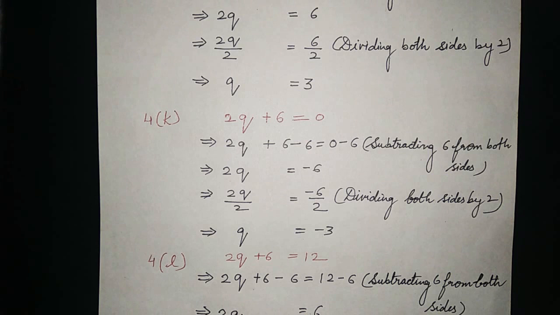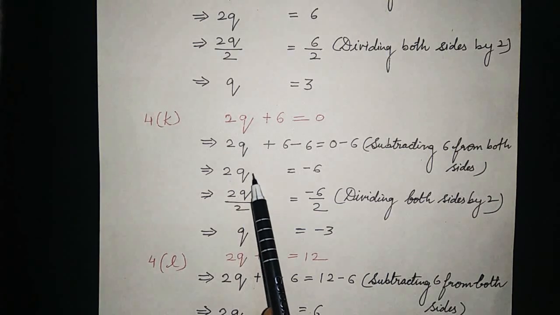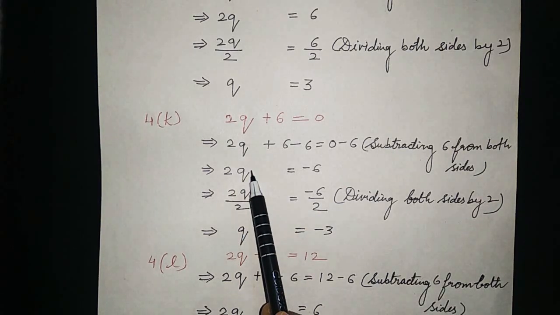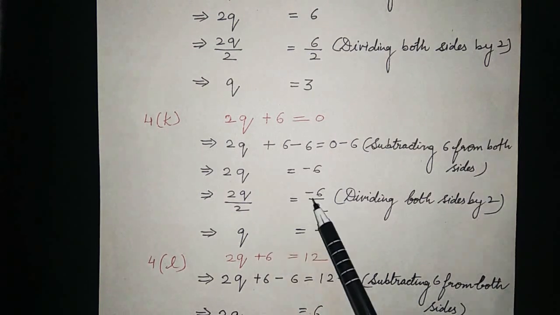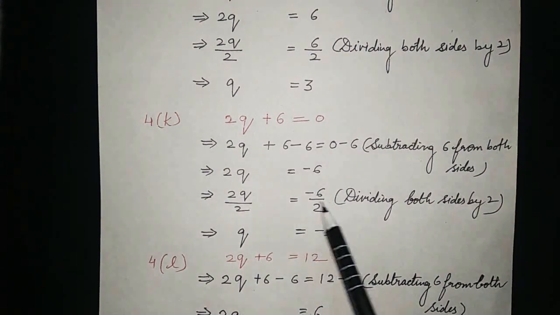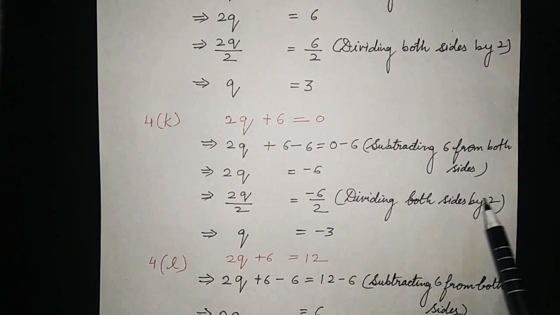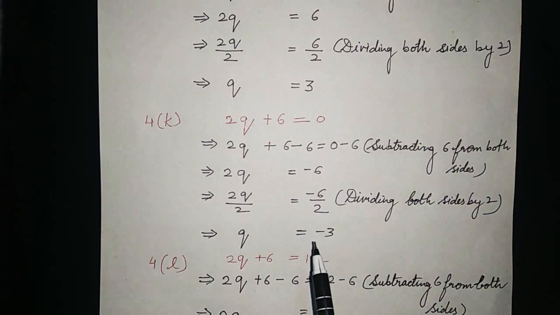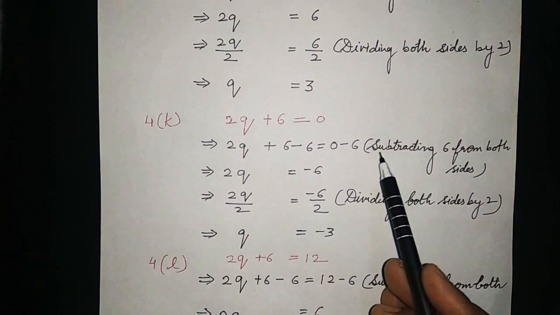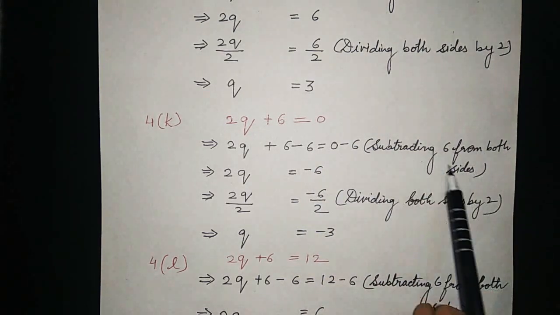Just like previous parts, here also you will see that 2 is in multiplication with this q. So like the I and J parts, we will divide both the sides by 2. So we will mention it here, dividing both the sides by 2. And here also you can see I have written subtracting 6 from both sides.